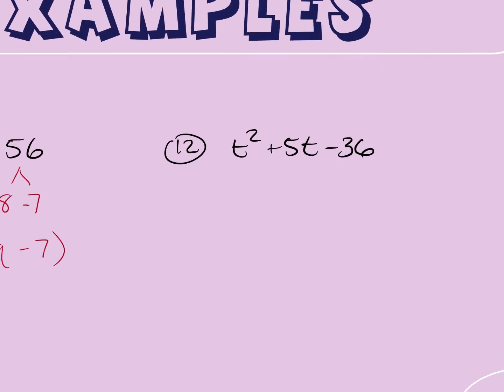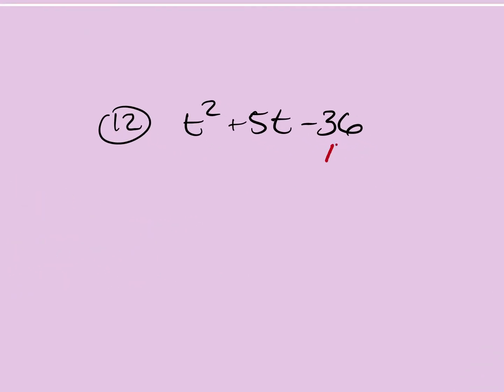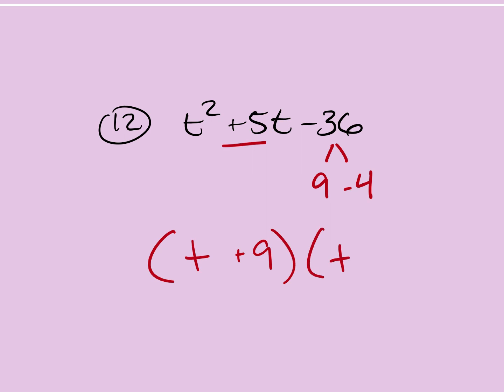All right, let's take a look at 12. What are two factors of negative 36 that add to positive 5? 9 and negative 4. Awesome, because 9 minus 4 would be positive 5. So I have t plus 9 and t minus 4.